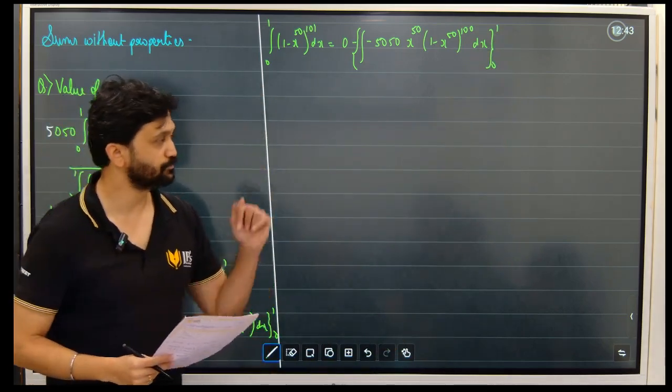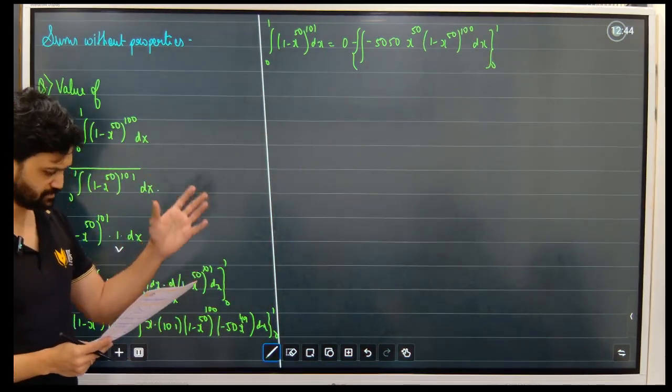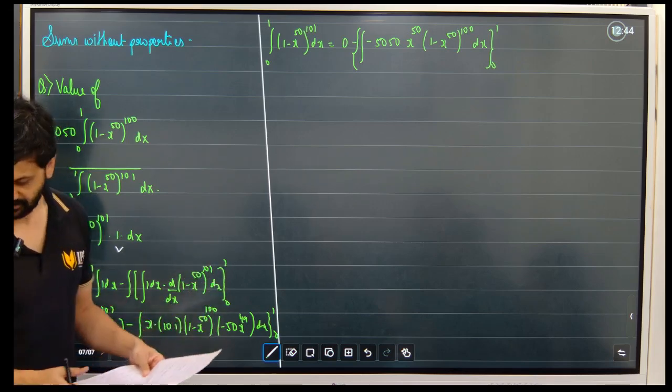Okay, how many of you have not understood this? I've just done integration by parts. I've not done anything extra. I've just done integration by parts.